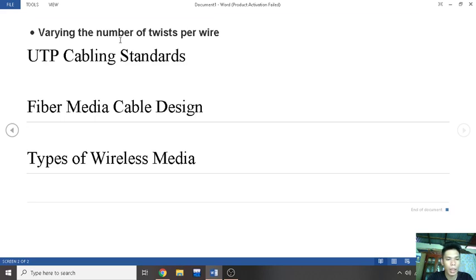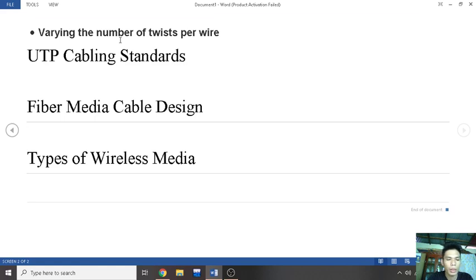So we have fiber media cable design. Optical fiber is composed of two kinds of glass, core and cladding, and a protective outer shield jacket. Although the optical fiber is very thin and susceptible to sharp bends, the properties of the core and cladding make it very strong. Optical fiber is durable and is deployed in harsh environmental conditions in networks around the world.